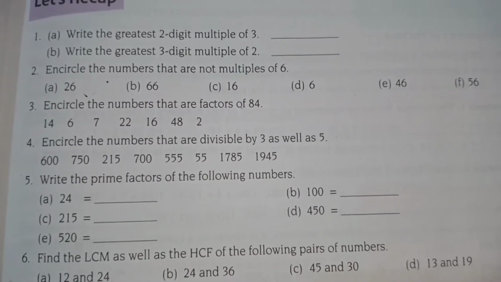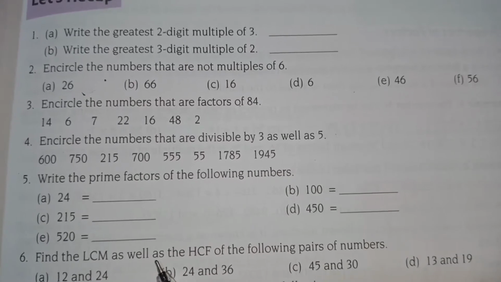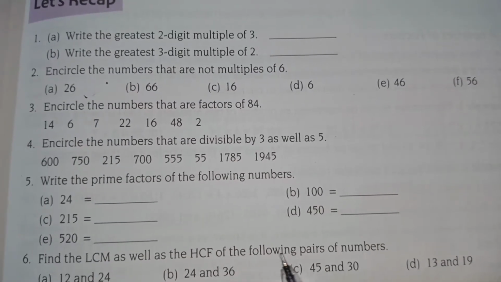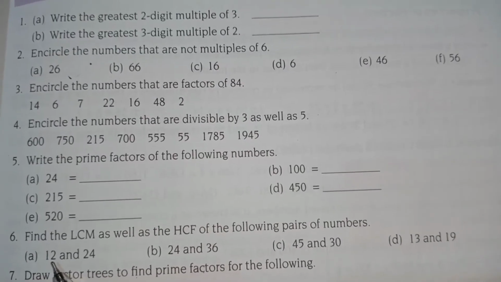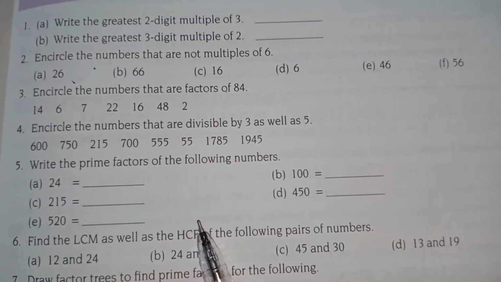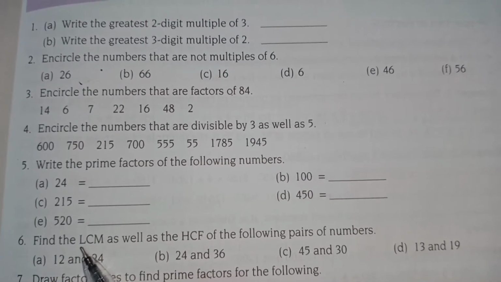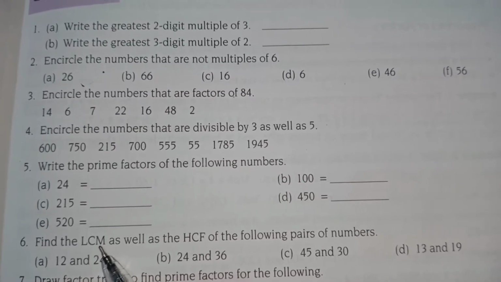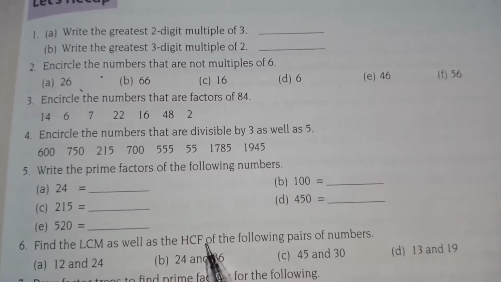So what is question number 6? Find the LCM as well as the HCF of the following pairs of numbers. So, we have to find the LCM of these numbers and HCF also. LCM means what? Least common multiple. And HCF means what? Highest common factor.